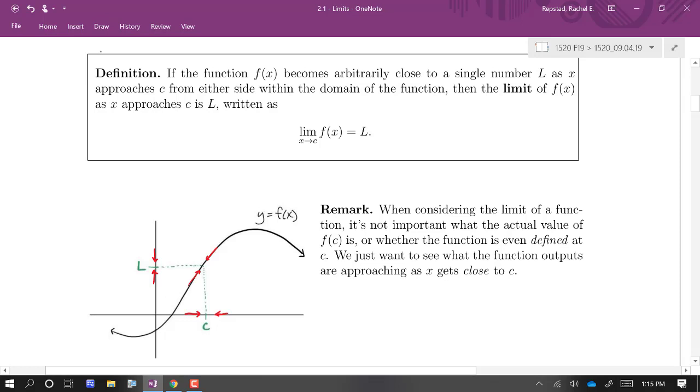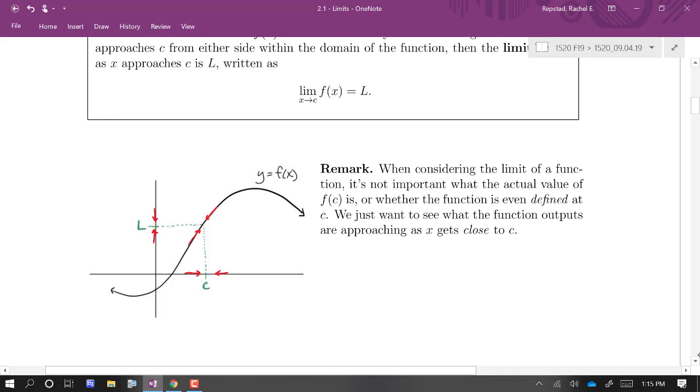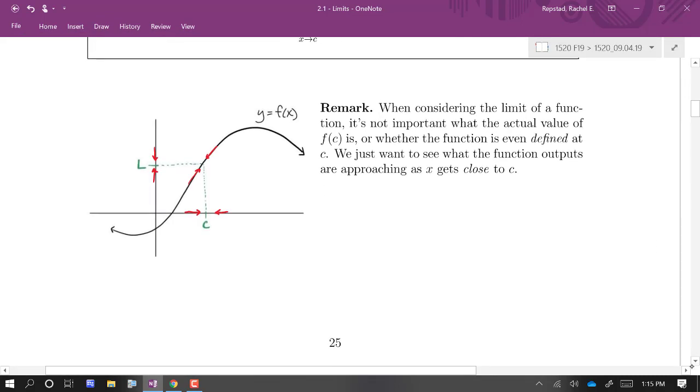We say that as x gets close to c, if we let x get arbitrarily close to c, then the f of x values, those y coordinates, get arbitrarily close to L. That is conceptually what a limit is. We have a more rigorous definition, which is referred to as the epsilon delta definition, and I'll write that down. And it goes like this.